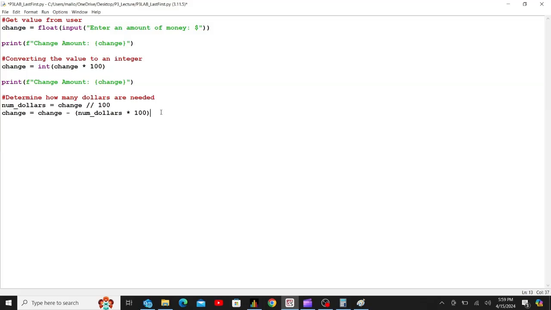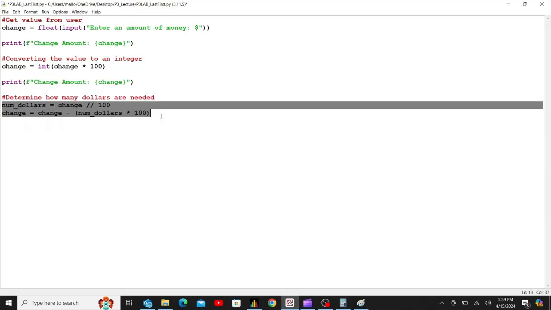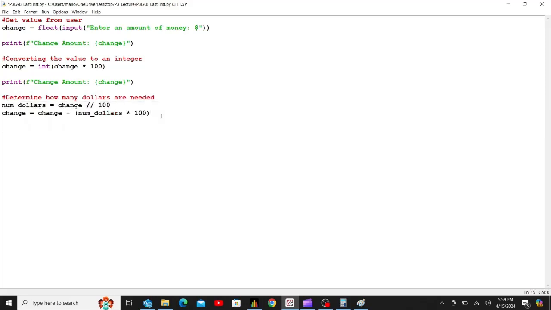All right, so what I'm going to do is copy these 2 lines of code right here. And we're actually going to use them again. But this time we're not going to be talking about number of dollars. We're going to be talking about the number of quarters.